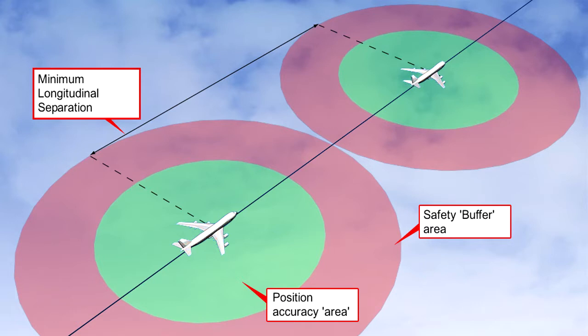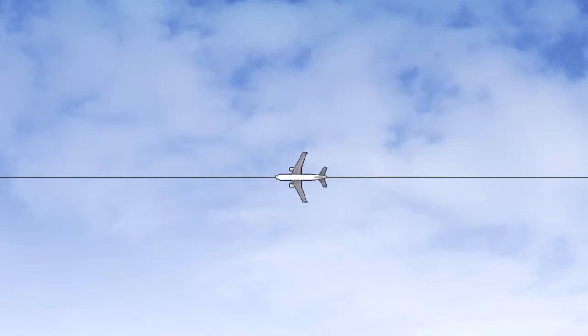Longitudinal separation is applied so that the spacing between the estimated positions of the aircraft being separated is never less than a prescribed minimum. Three conditions of longitudinal separation situations exist.